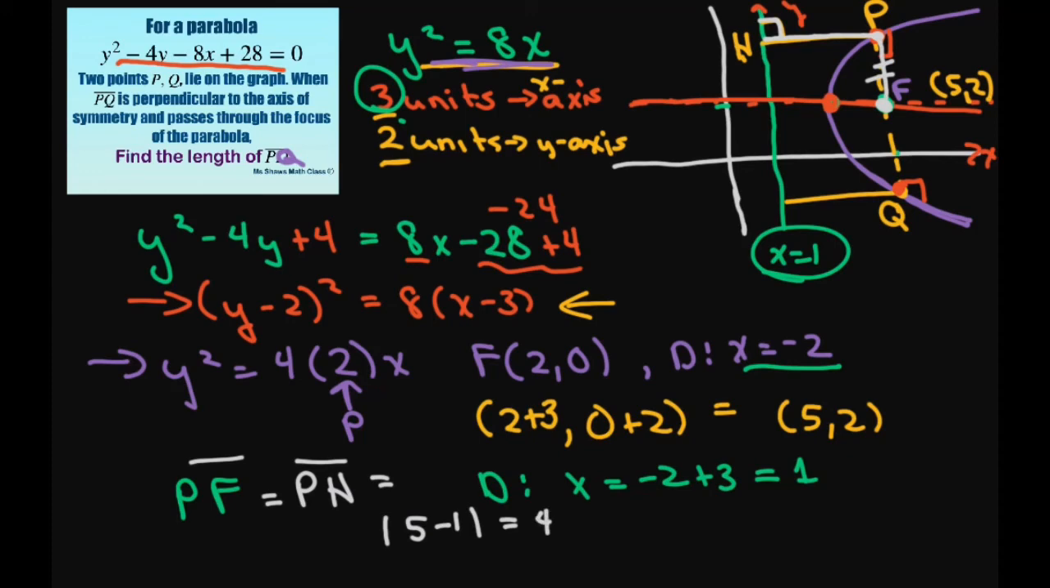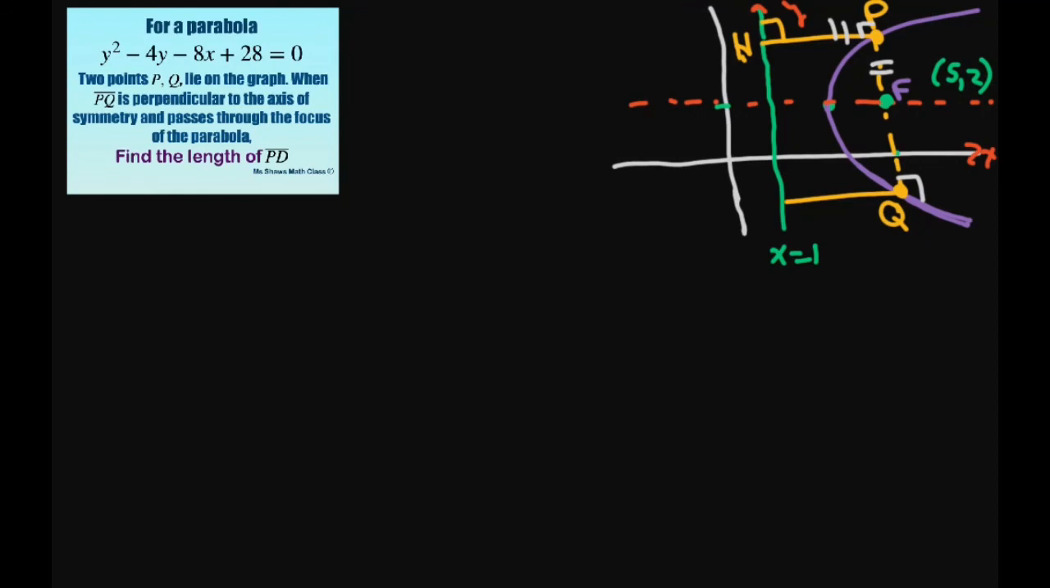So the length of PF equals the length of FQ, because this is the axis of symmetry. So these two are equal as well. So that also equals 4. So if this equals 4 and this equals 4, our P, and this is supposed to be Q again, our PQ equals 4 plus 4, which equals 8.